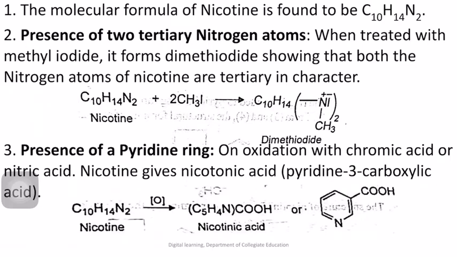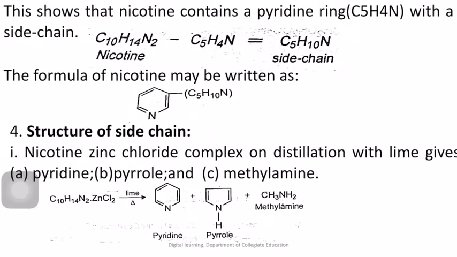Then presence of pyridine ring. On oxidation with chromic acid or nitric acid, nicotine gives nicotinic acid. So the structure is pyridine 3-carboxylic acid. This shows that there is a pyridine ring in nicotine and there is some group attached at position 3. This shows that nicotine contains a pyridine ring with a side chain having the molecular formula C5H10N. Based on this, the formula of nicotine may be written like this. See the structure here: pyridine ring at third position, molecular formula C5H10N.